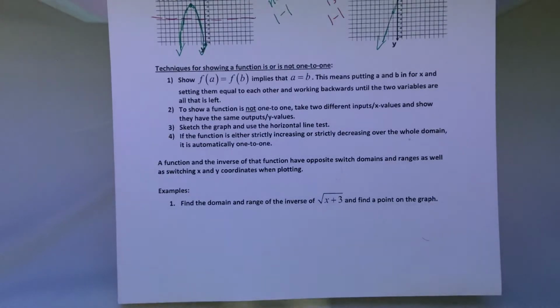You can sketch the graph and use the horizontal line test. And if the function is either strictly increasing or strictly decreasing over the whole domain, it's automatically one-to-one. All that means is if the function never turns around, there's no way to hit the same y value twice.